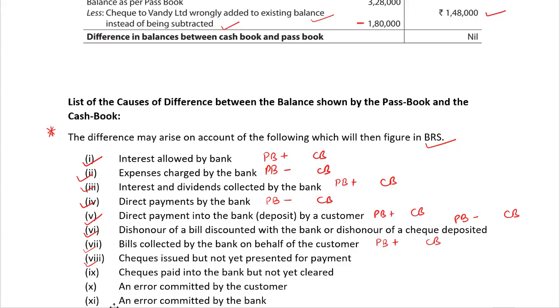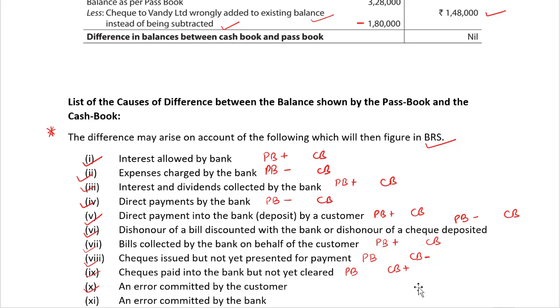Check issued but not yet presented for payment. Check issued, that means in the cash book it would be deducted and later on the adjustment is made in the passbook. Check paid into bank account but not yet cleared. That means in the cash book we will add, and later on adjustment is made in the passbook.